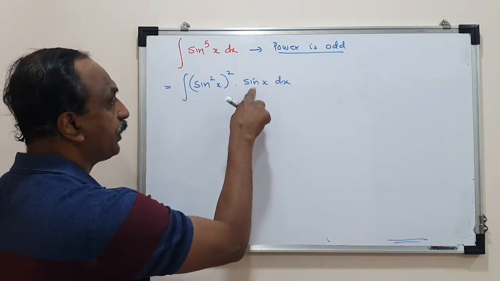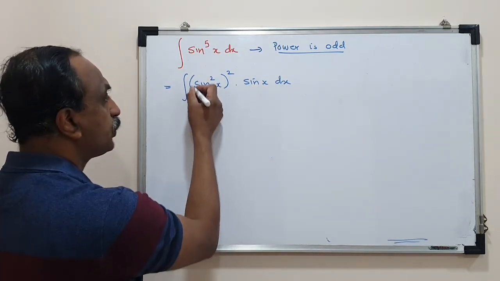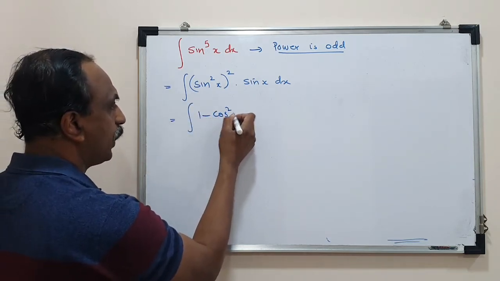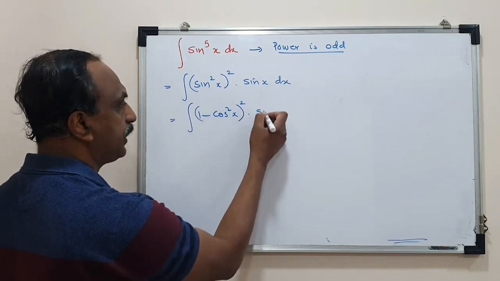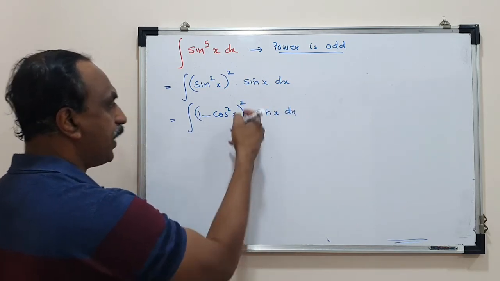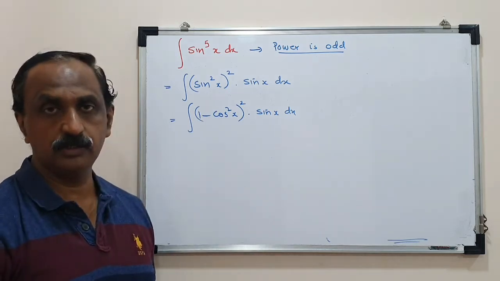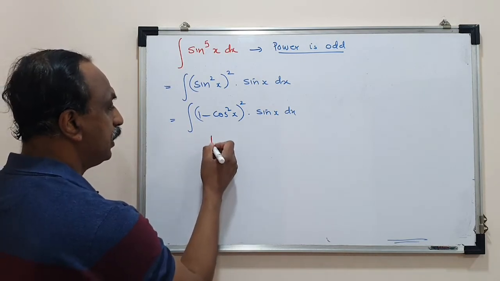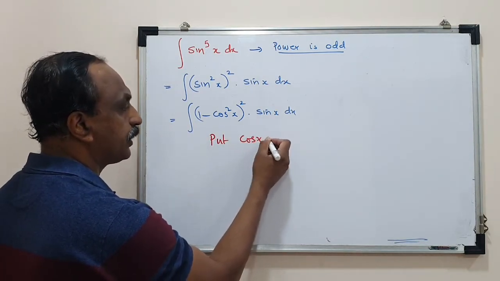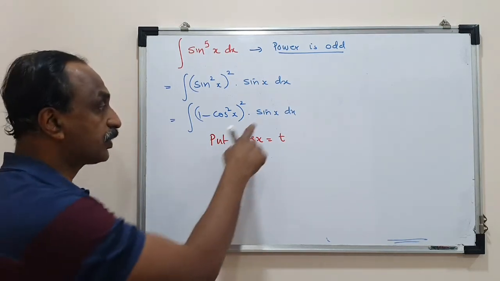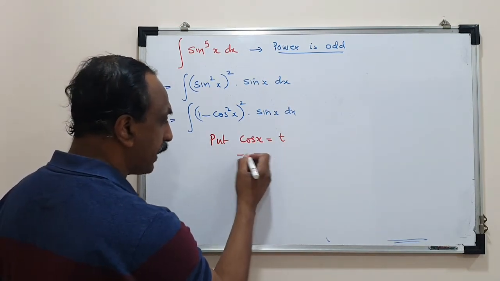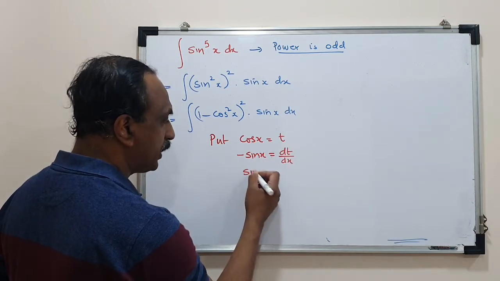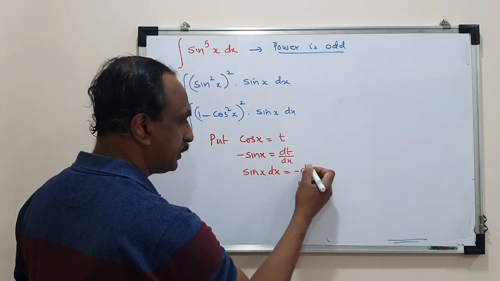And the derivative of cos x is sin x, so this can be converted to cos. So we can write this as 1 minus cos square x the whole square. Now things are matching for me. This is a function in cos and this is a derivative of cos. So if it's a function in cos and the derivative of cos is present, naturally my method is to put cos x equal to t, because the derivative of cos x is present here. So the derivative of cos x, minus sin x, is dt by dx. So I can say sin x dx can be replaced by minus dt.